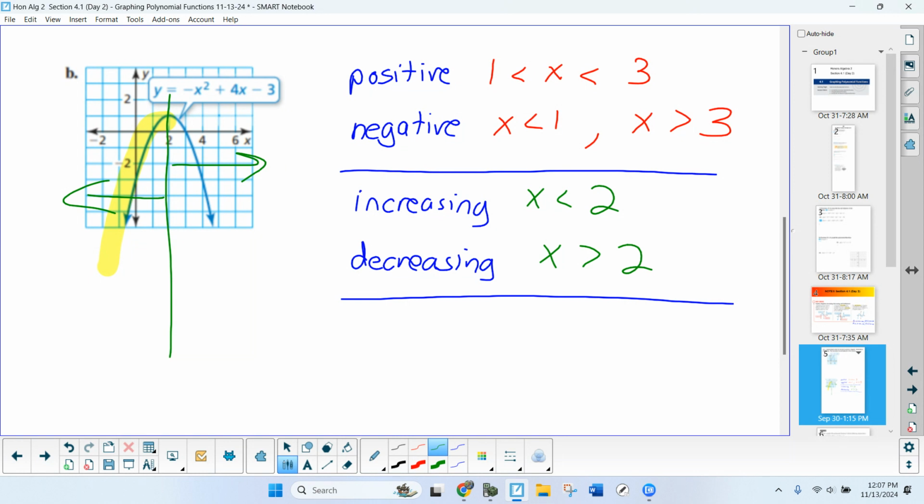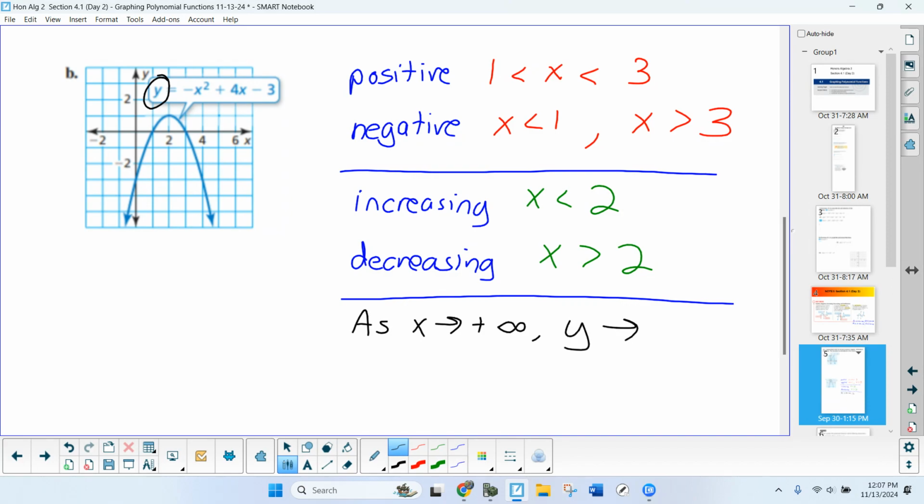Okay. Now, the end behavior we should be good with. Remember, and this name is y, so I'm going to say as x approaches positive infinity, y approaches what? Which way is it going? As I go out this way, which way is the graph going? Down. As x approaches negative infinity, y approaches what? Negative infinity is also going down. Questions on B? Okay, now let's go up and get A.